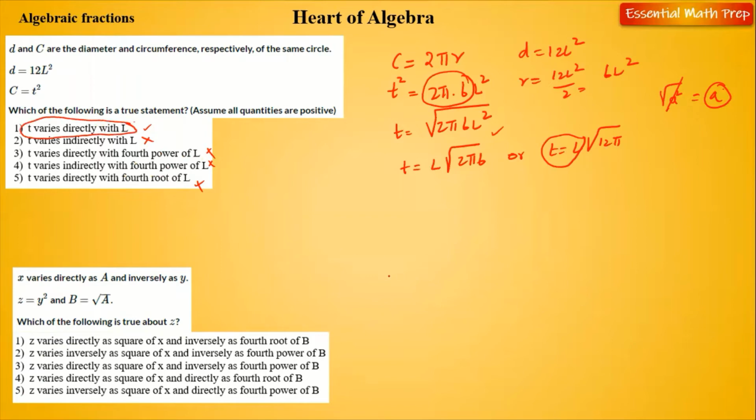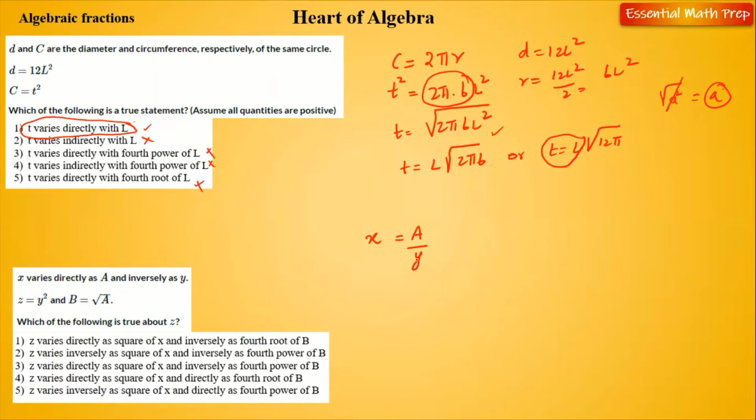Okay. X varies directly as A and inversely as Y. Z equals Y squared, B equals root A. Okay. So if you notice, all the answer choices are in terms of Z, right? So X varies directly as A and inversely as Y, right? So how could we get everything in terms of Z? So we know X equals A over Y. This is what this is saying: X varies directly as A and inversely as Y.